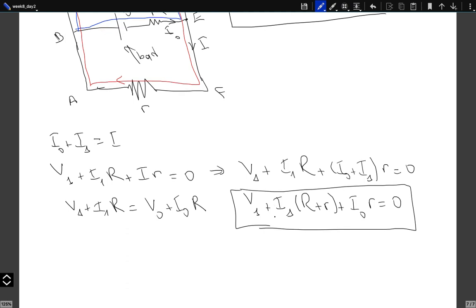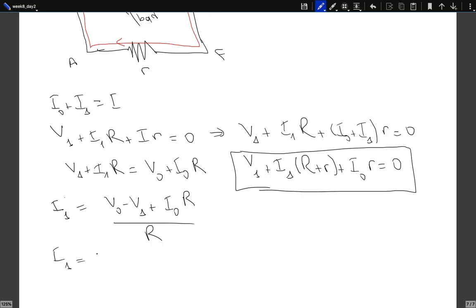So let's see. If I want I0, let me use this equation over here to solve for I1. I will just move this to this side and divide by R. So I1 is (V0 minus V1 plus I0R) divided by R.